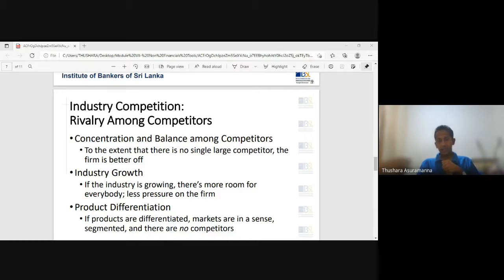Product differentiation. If the products are differentiated, markets are in a sense segmented, and there is no direct competition. What it means is, let's say you produce toothpaste, and in general there are so many people producing toothpaste, but you are trying to sell toothpaste to a particular segment, say elders, kids, youth, adults, or even medication purposes.